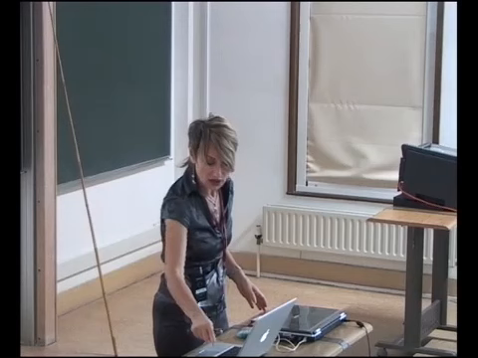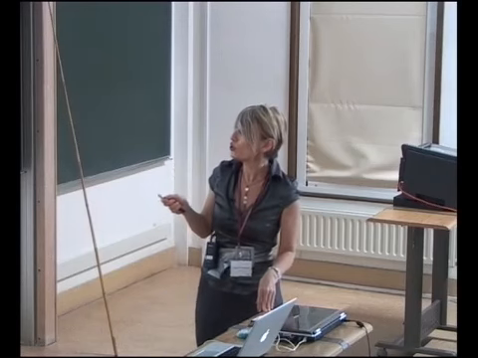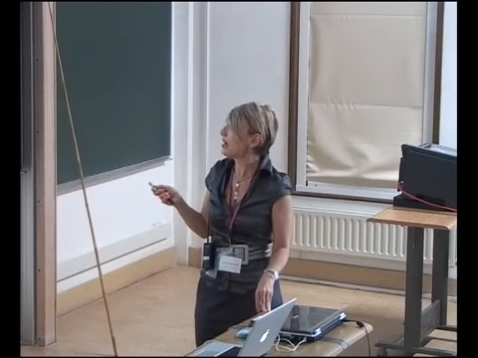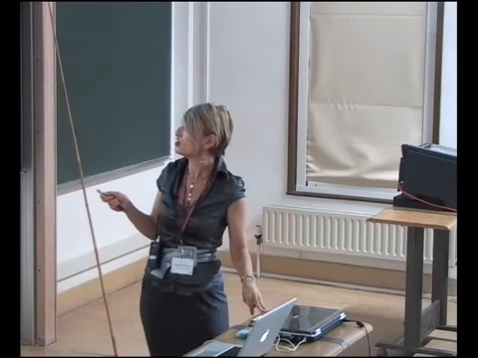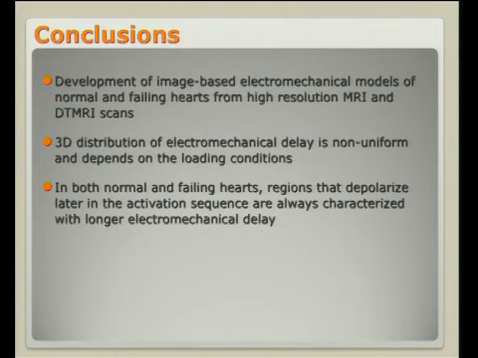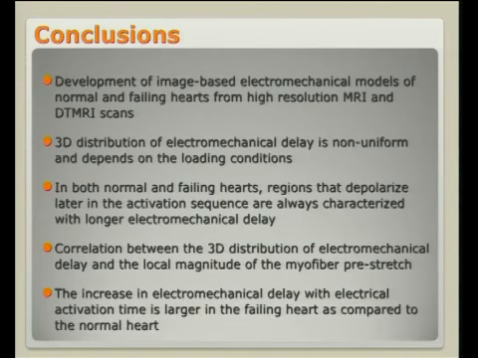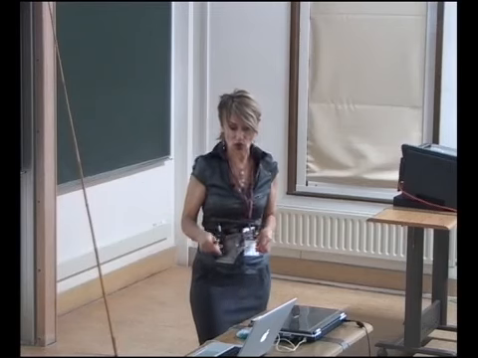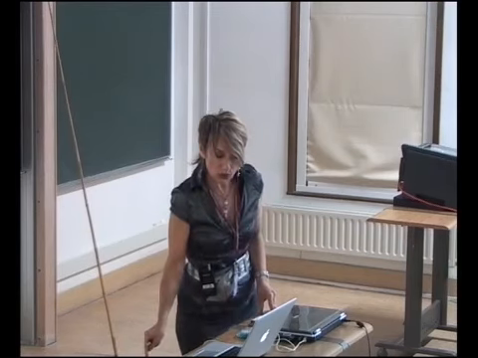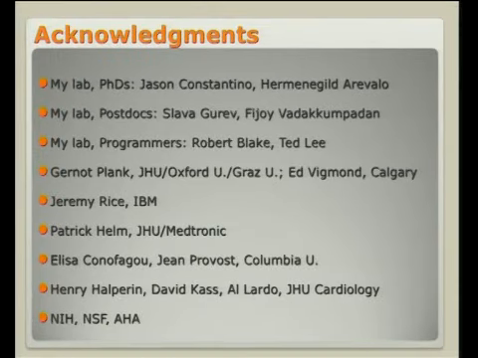In this particular study, we also demonstrated that there is a three-dimensional distribution of electromechanical delay that is non-uniform and depends on the loading conditions. In both normal and failing hearts, we found that regions that depolarize later in the activation sequence are always characterized with longer electromechanical delay. And there is a correlation between the three-dimensional distribution of electromechanical delay and the local magnitude of myofiber pre-stretch. And then the increase in electromechanical delay, electrical activation time, is larger in the failing heart as compared to the normal heart.